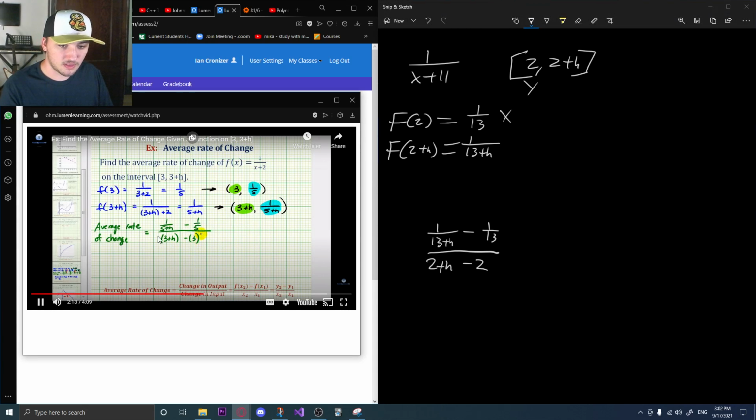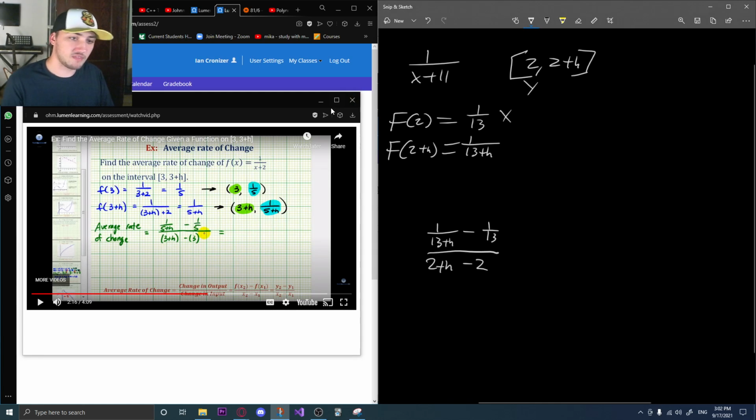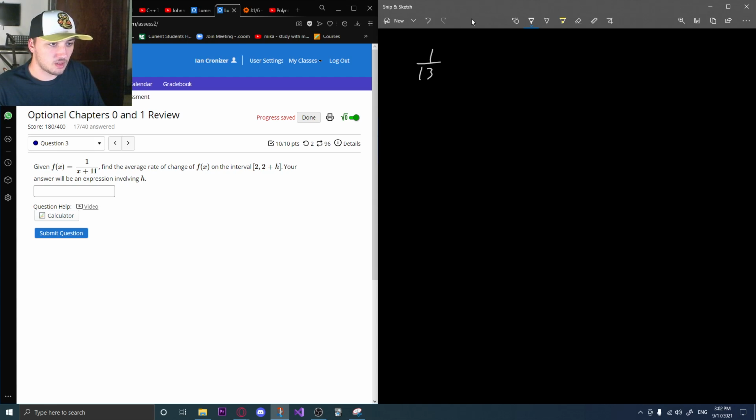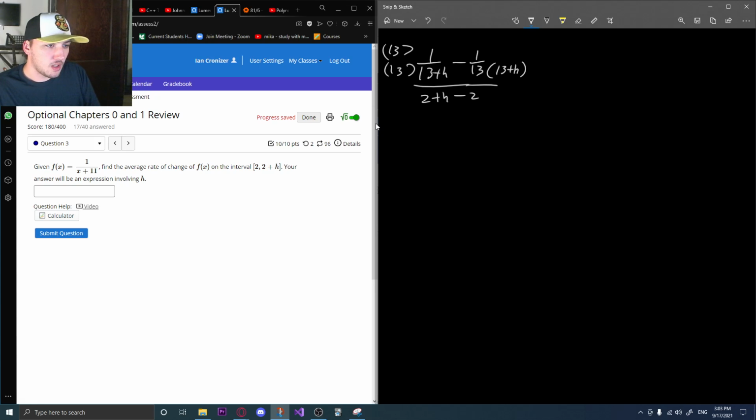Now this is going to be a little more challenging to simplify than the previous. Let's just try it from here now. I really could erase all ink. 1 over 13 plus h, 2 plus h. So could do the whole 13 plus h thing. Right here, cancel out and leave us with just h.